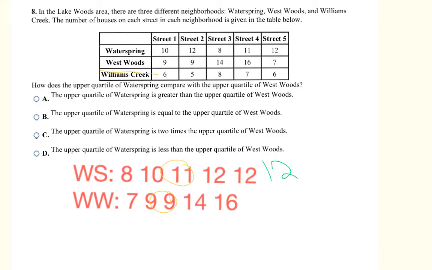And if you weren't sure of that, you could find the average of 14 and 16, add them up and divide by 2. So here, the upper quartile of Westwoods is greater than the upper quartile of Water Spring. So we need to find the choice that says that. And the one that says that is D, where it talks about Water Spring being smaller or less than Westwoods. So that's going to be my final answer.